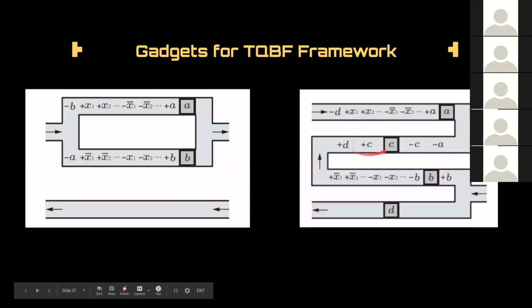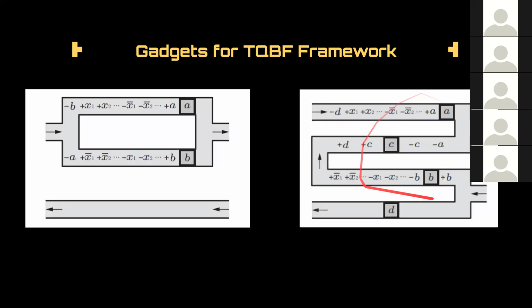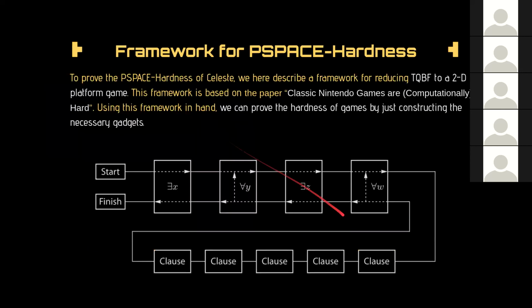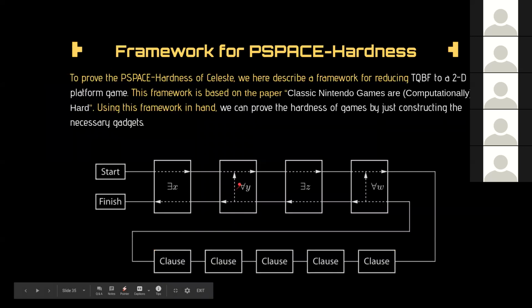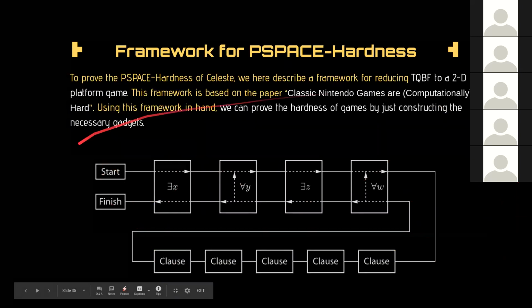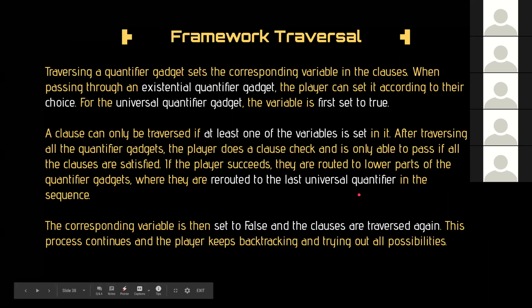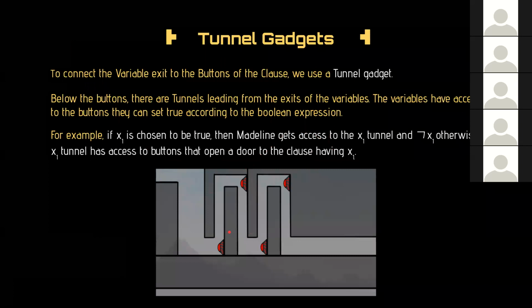Since we only needed the door gadget to build universal quantifier gadgets, and for the clause gadget we just have to place 3 doors. Thus we have built these gadgets, and using Celeste we have built this framework, and we have shown that you can reduce the TQBF problem to this framework. Thus this Celeste is PSPACE hard.